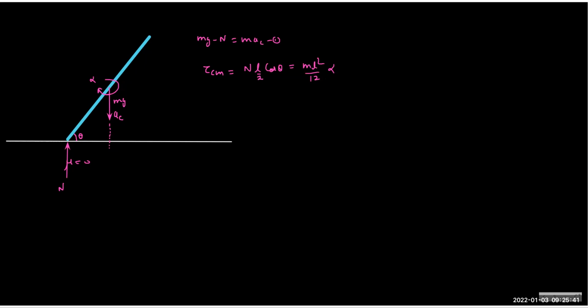So now we can solve. L by 2 cancels. So N turns out to be m alpha L by 6 plus. Correct. And the question is how to relate the alpha with a_c. Is there any way to denote the alpha with a_c? The answer is yes, there is a way. That's not very difficult at all.